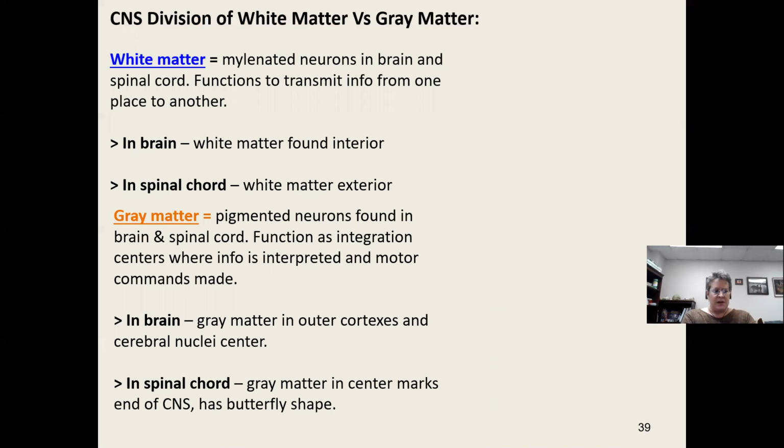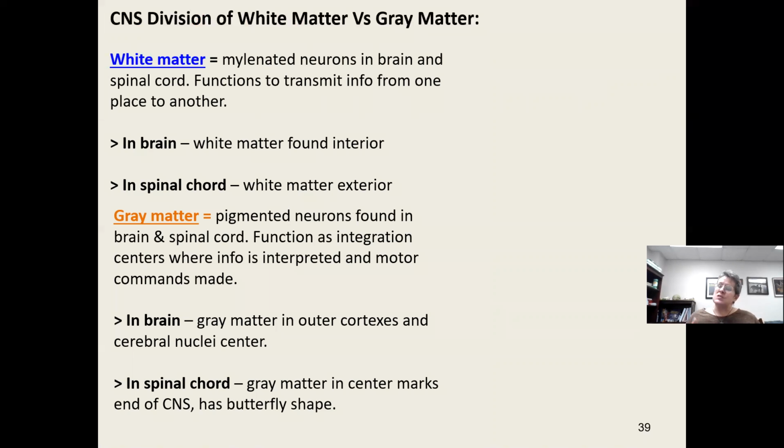Gray matter, on the other hand, is not myelinated, but they are neurons you find in cortexes of your brain, like the frontal lobe's motor cortex, like the parietal lobe's sensory cortex, like the occipital lobe's visual cortex, and so on. All right.